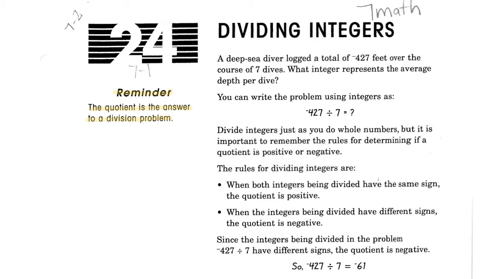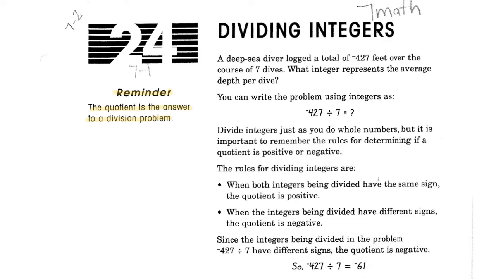It says a deep sea diver logged a total of negative 427 feet over the course of 7 dives. What integer represents the average depth per dive? You can write the problem using integers as negative 427 divided by 7.